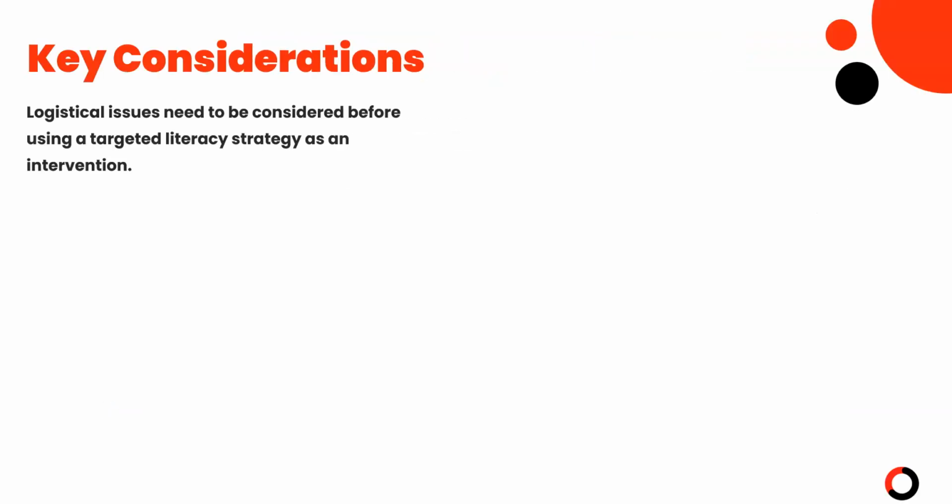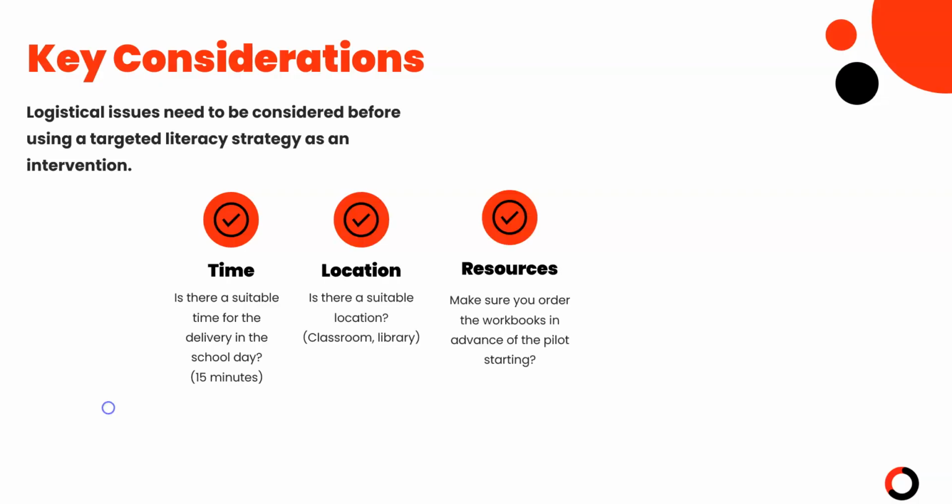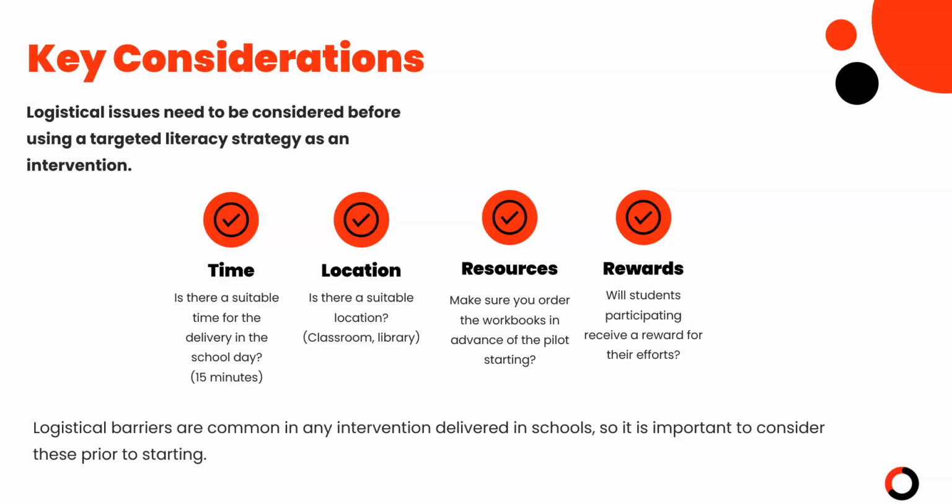And then finally, moving on to key considerations. Logistical issues need to be considered before using a targeted strategy as an intervention. So is there a suitable time in the day for the delivery? Is there a suitable location? Make sure you order the workbooks in advance of starting the pilot. And will you link this to any rewards for the efforts? So logistical barriers are common in any intervention delivered in schools, so it's just important to consider these prior to starting.